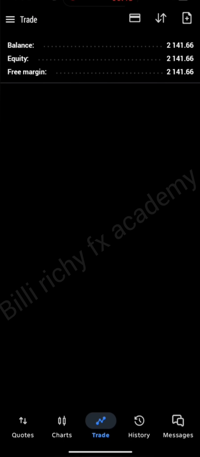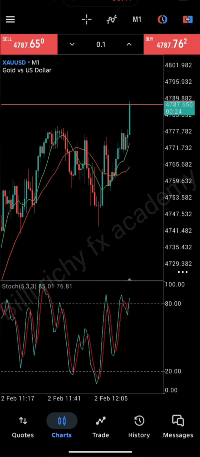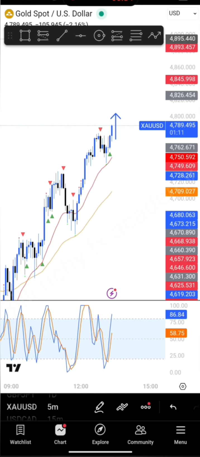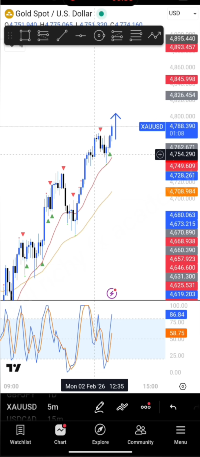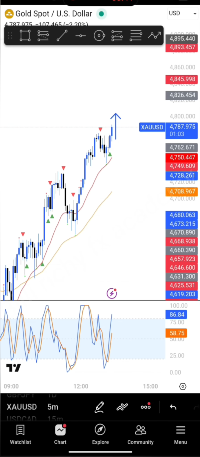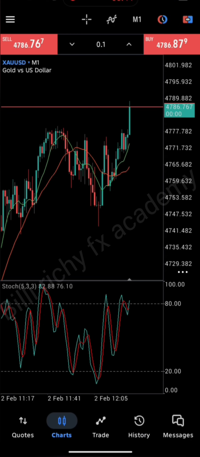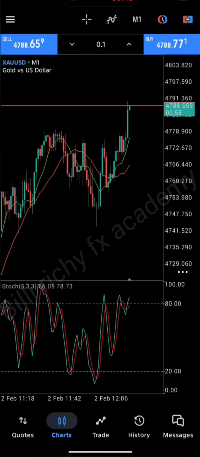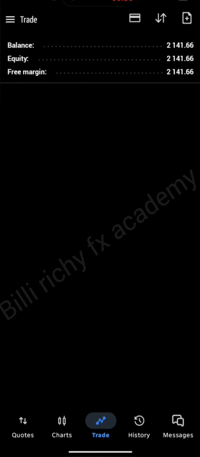So I've closed my positions now. Let me show you guys how the trade played out. Look, it was straight to TP. Immediately it printed the buy, and it just went up. As you can see, it just went up. We stacked in our buys and look at us, up in massive profit, and the market is still going up. So 2141.66 right now. Let's take more trades and try to push the account more. Let's do more numbers.